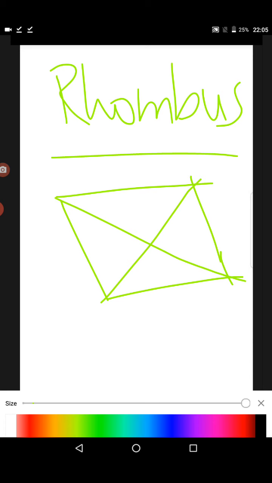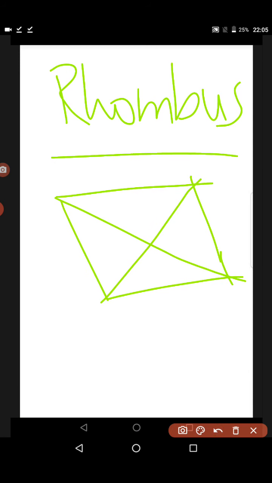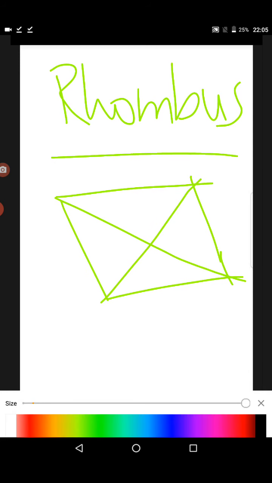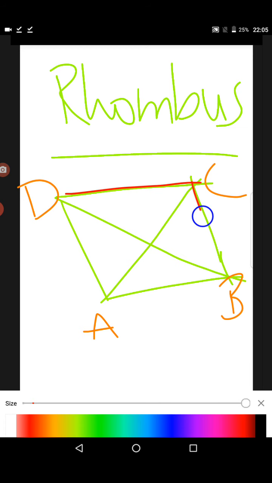Now here in a rhombus all sides are equal, but before doing that let's name this rhombus. Let's do it from down. Here I will put A, here I will put B, C, D. So all sides of this rhombus are equal. That's why I'm marking all lines with the same color. All sides are equal, and it means opposite angles are equal here.